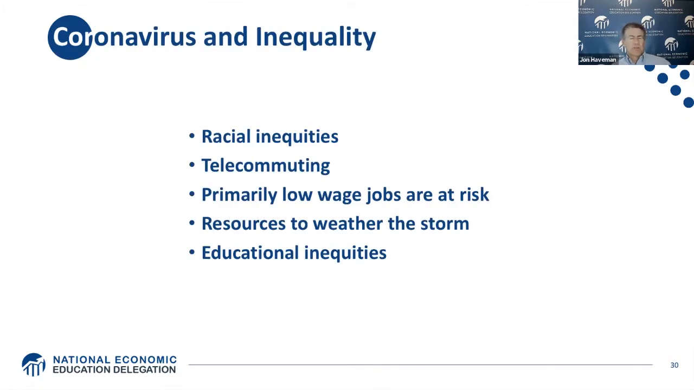I'm sure all of us have heard about the racial inequities. It turns out that African-American and Latino communities are contracting coronavirus at much higher rates. Their rates of hospitalization are 2 to 3 times that of white communities. Telecommuting is great. Lots of people are doing it, but they tend to be people with relatively high paying jobs. It's primarily low wage jobs that are at risk throughout all of this.